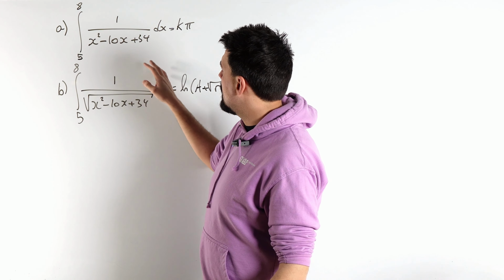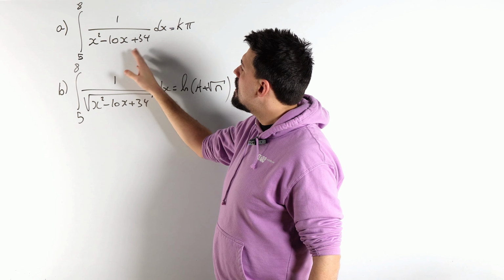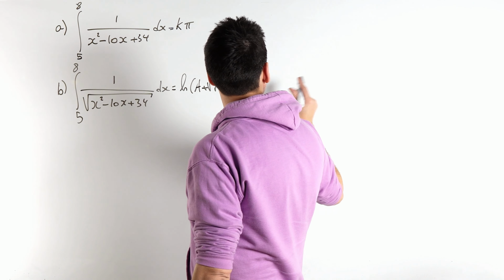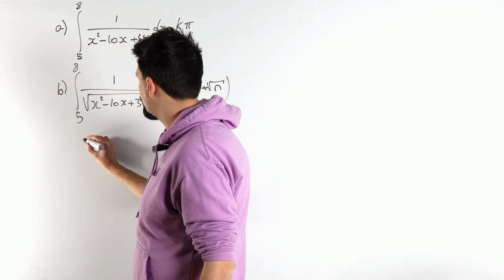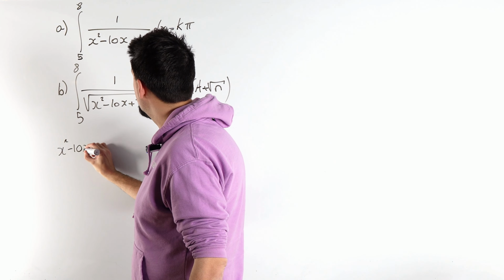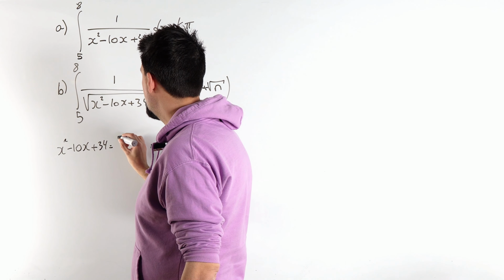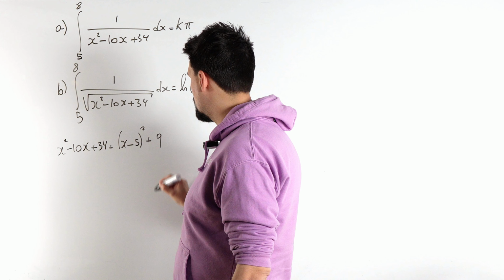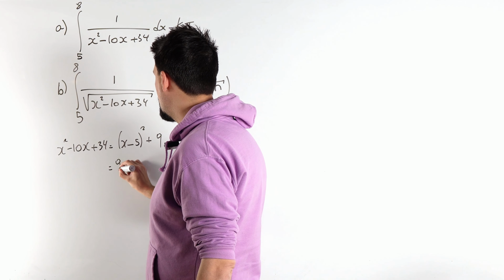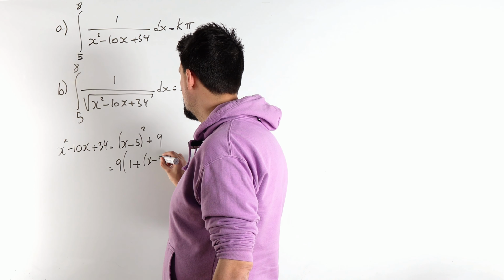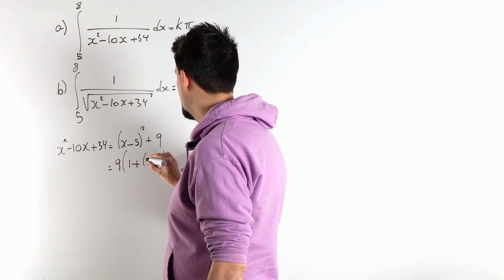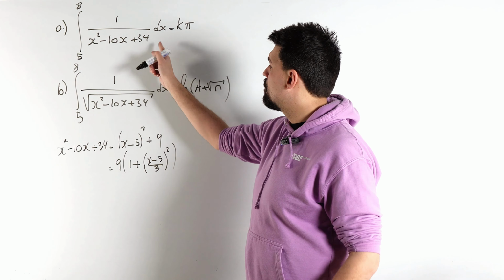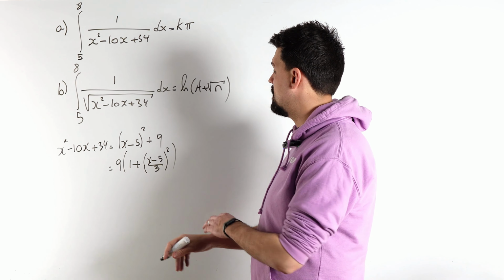So one thing I do know is what I want to do when I'm integrating something like this is I'm going to want to complete the square in the denominator. So let's start with that. I'll just do it once here and then we can see where we go from there. So x squared minus 10x plus 34 is (x minus 5) squared plus 25, so plus 9. And what we're going to do is pull that 9 out to get 1 plus ((x minus 5) over 3) all squared. Now that's going to be really, really helpful for me for both of these integrals. So let's just bear that in mind.